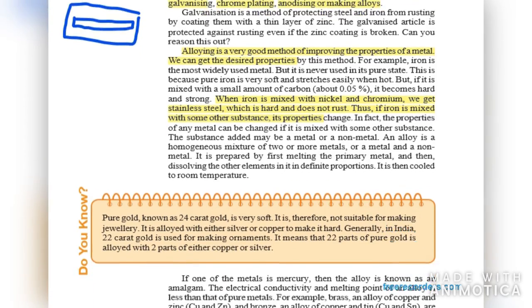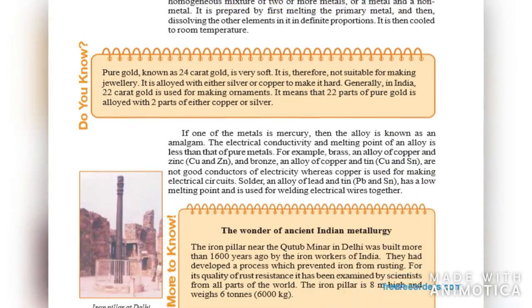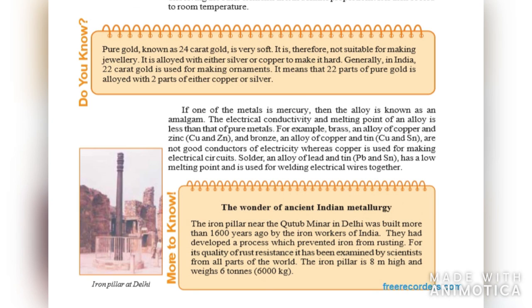If you see in the bracket, it talks about pure gold. Pure gold is 24 karat gold, which is quite soft. So we can't make suitable jewelry from it. Therefore in India we make use of 22 karat gold. It is alloyed with silver or copper to make it hard. Basically they mix silver and or copper in pure gold to change the properties of pure gold. So we can make ornaments out of it.